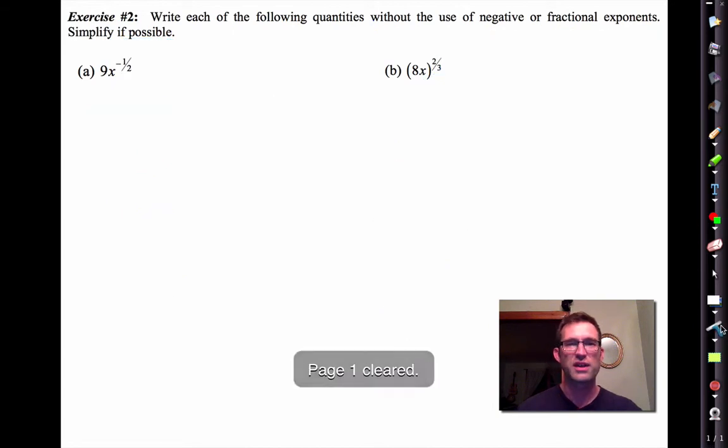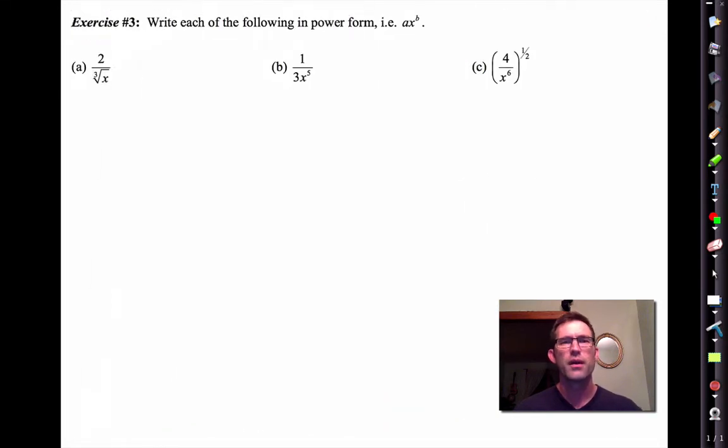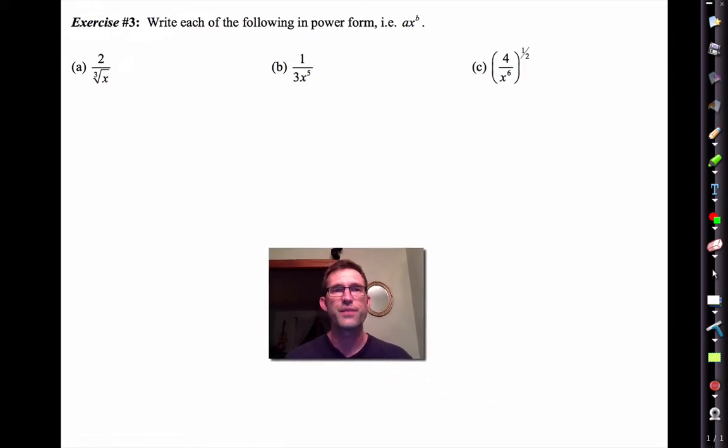Let's move on to exercise 3. We're going to move through these pretty quickly right now because this is review. Now the next skill is very important for later work in this course. It says write each of the following in power form, all right? i.e. a times x raised to the b.